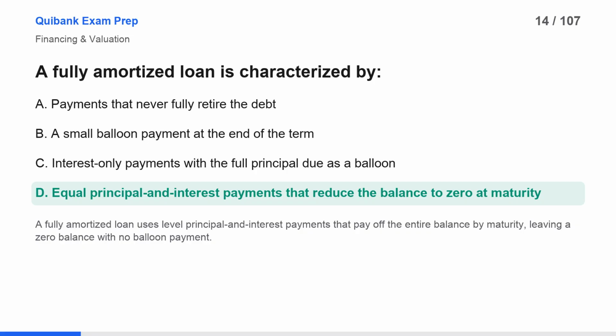The answer is D. Equal principal and interest payments that reduce the balance to zero at maturity. A fully amortized loan uses level principal and interest payments that pay off the entire balance by maturity, leaving a zero balance with no balloon payment.